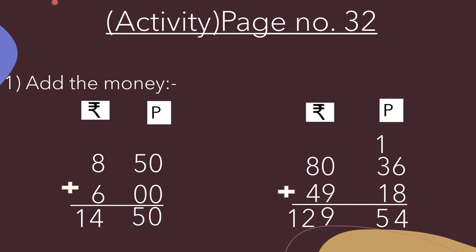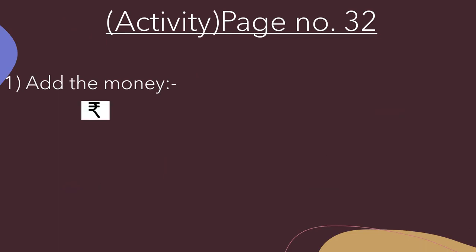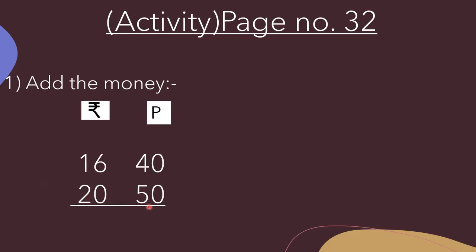Okay beta. Now in next question, it is given 16 rupees 40 paise and now we have to add 20 rupees 50 paise in it. Okay. So here we will start from our right hand side. So 0 plus 0, that is equal to 0 and 4 plus 5. So keep 4 in your mind and open your 5 fingers.